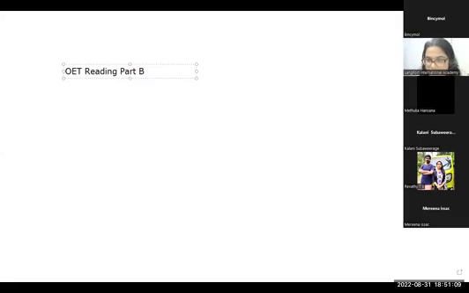Revati, can you unmute yourself and tell me anything else about reading part B? There are 3 options. You're correct. What else? Separate paragraphs. Okay, you have separate paragraphs. What else? Anything else? It may be a policy or memo.